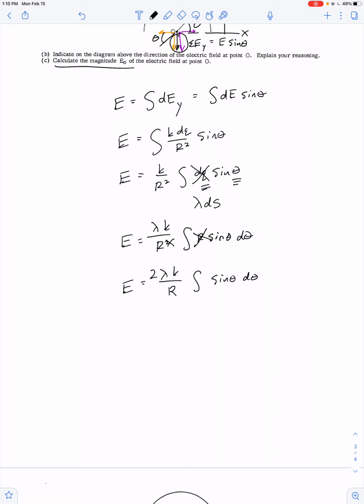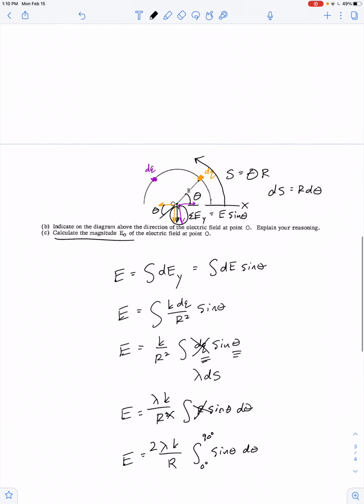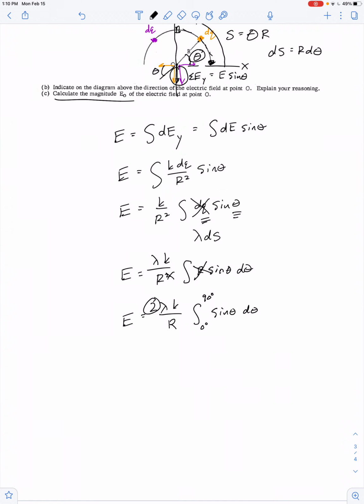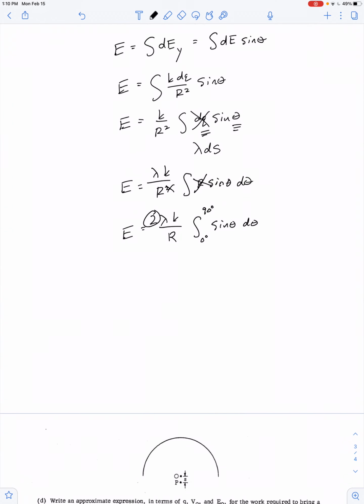And we'll double the result as long as we integrate from 0 degrees up to 90 degrees, right? So the first dq we have to account for is at theta equals 0, and then if we stop halfway through the derivation at theta equals 90 degrees, that's why we can double the result. The integral of sine is cosine. Cosine of 90 degrees is 0. Cosine of 0 degrees is 1. So we just end up getting E equals 2k lambda over r.